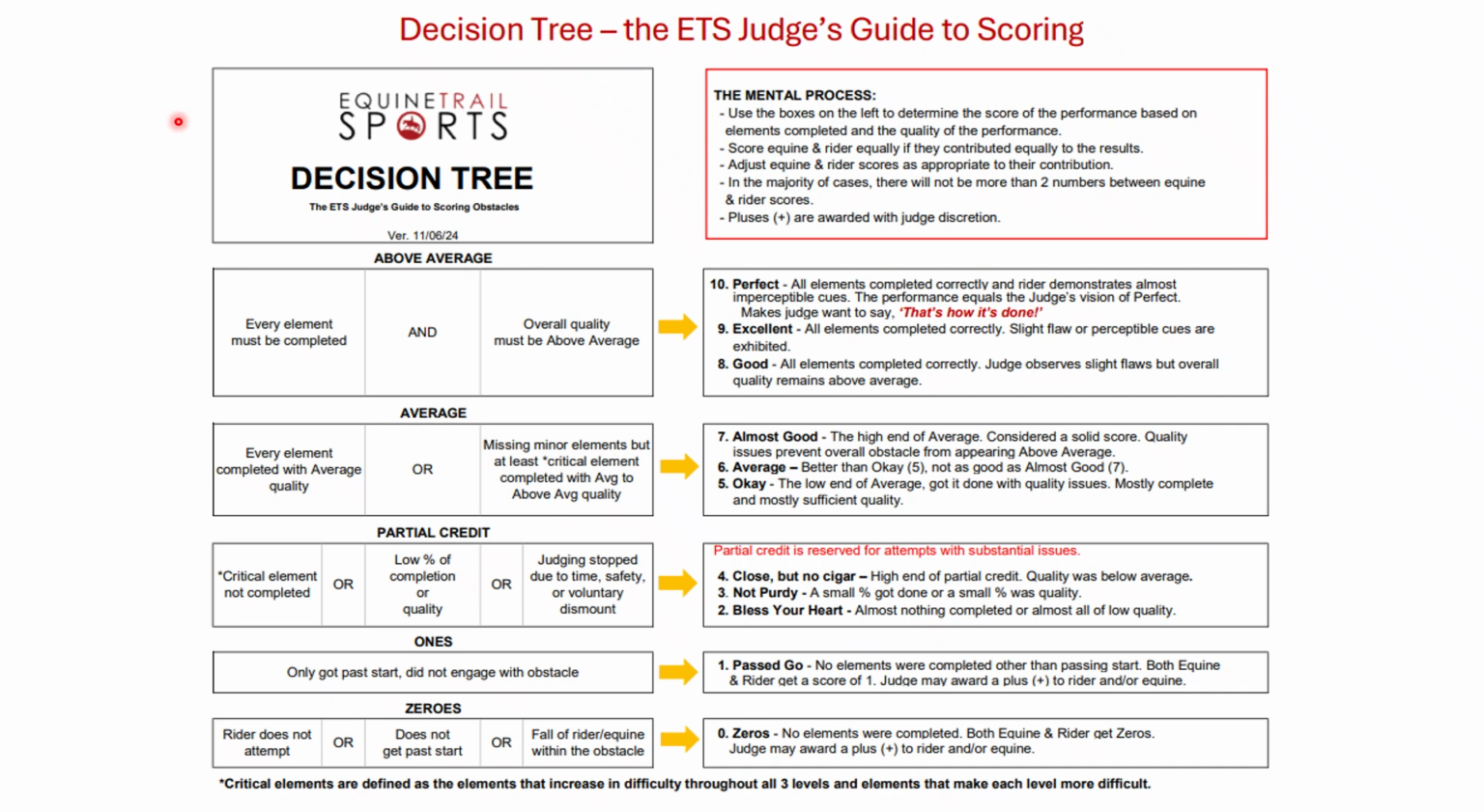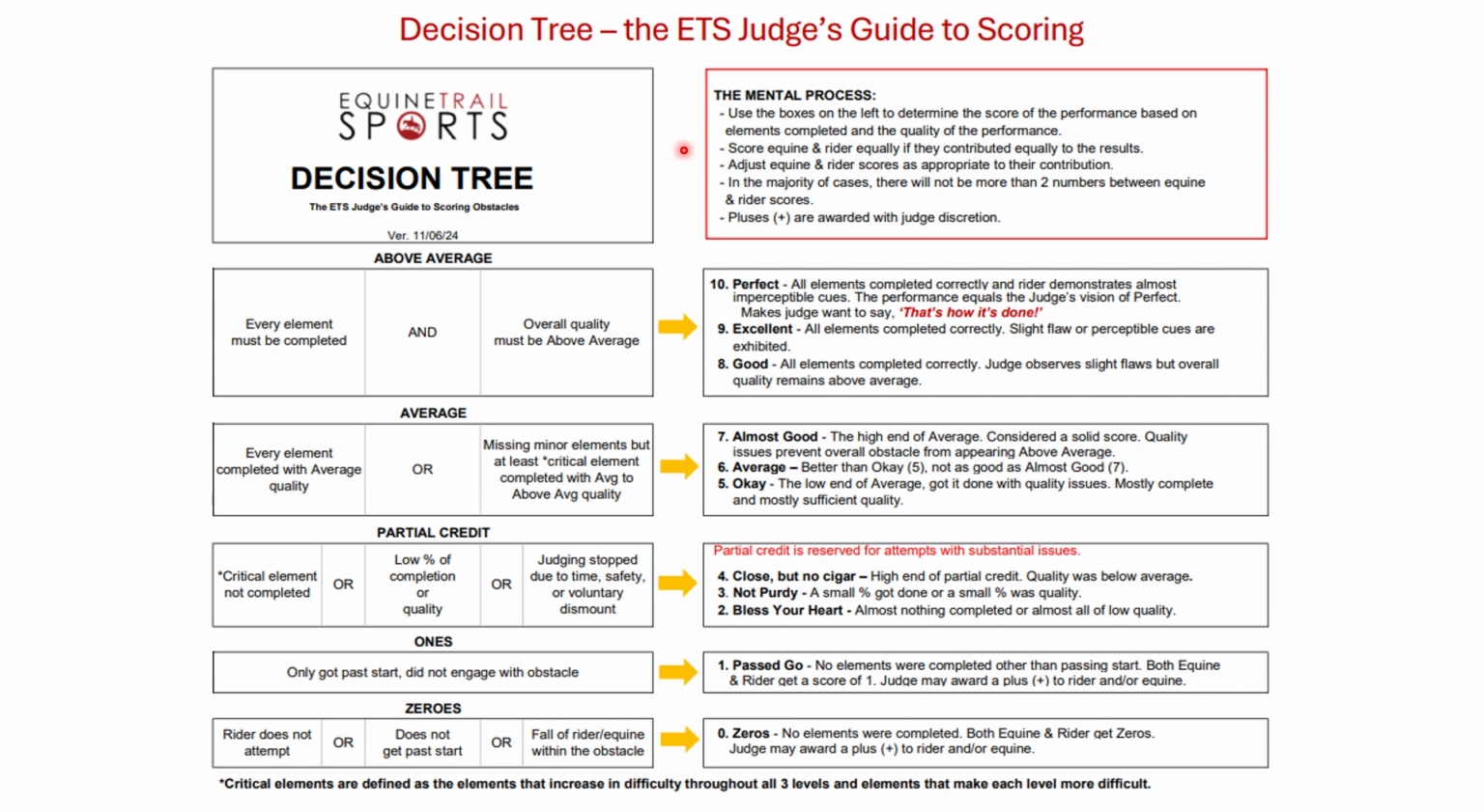This is our decision tree, which is a flow chart to help you determine the correct score. In the top right-hand corner, you will find the mental process. This is how you will think through the steps to determine your score. It reads, use the boxes on the left to determine the score of the performance based on elements completed and the quality of the performance.